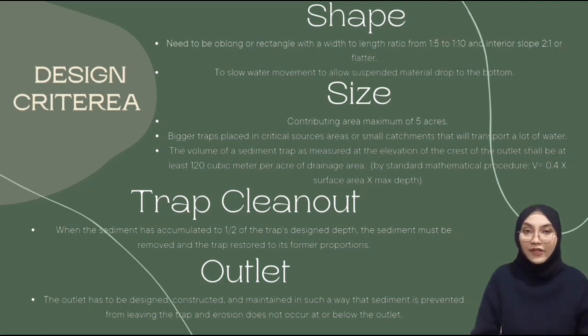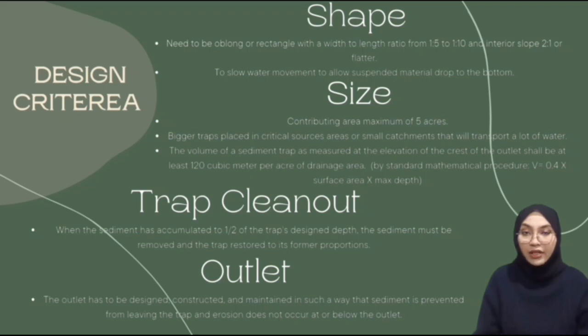Next is the sizing of the sediment trap. Contributing area needs to be a maximum of 5 hectares. With the bigger trap placed in the critical source area or small catchment, it will transport a lot of water. The volume of the sediment trap as measured at the elevation of the crest of the outlet shall be at least 120 cubic meters per hectare of drainage area.